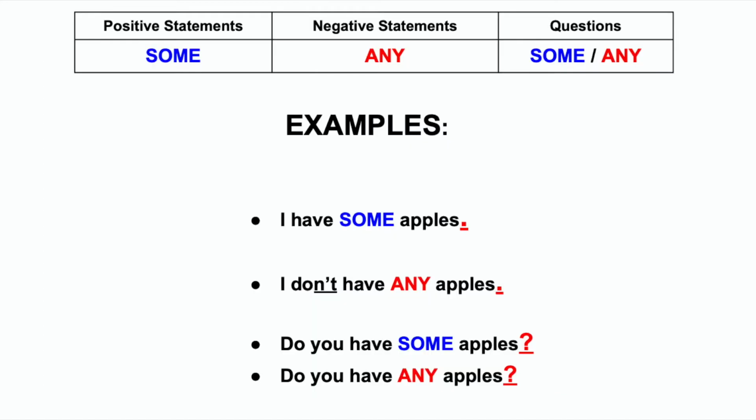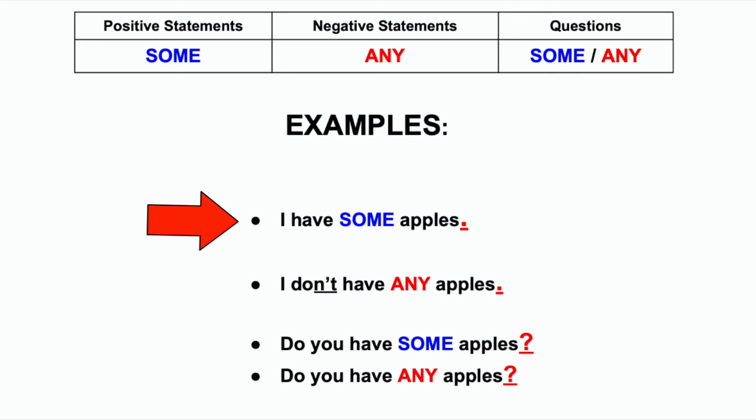Okay, last step. In this chart, you can see if it is a positive statement, it ends with a period, and there's not a word not in the statement, we only use the word some. If it's a negative statement, if the statement does contain the word not, we only use any. But if it's a question, we can use some or any. It's your choice. Both are correct.